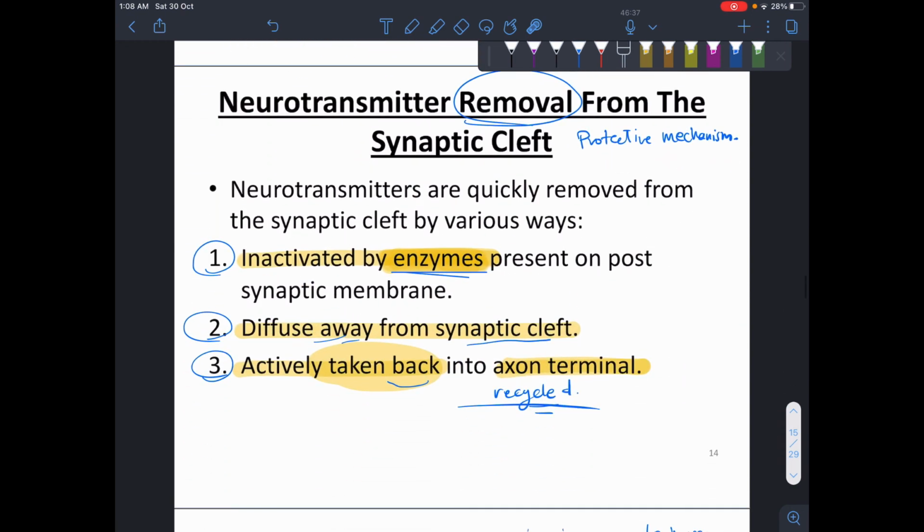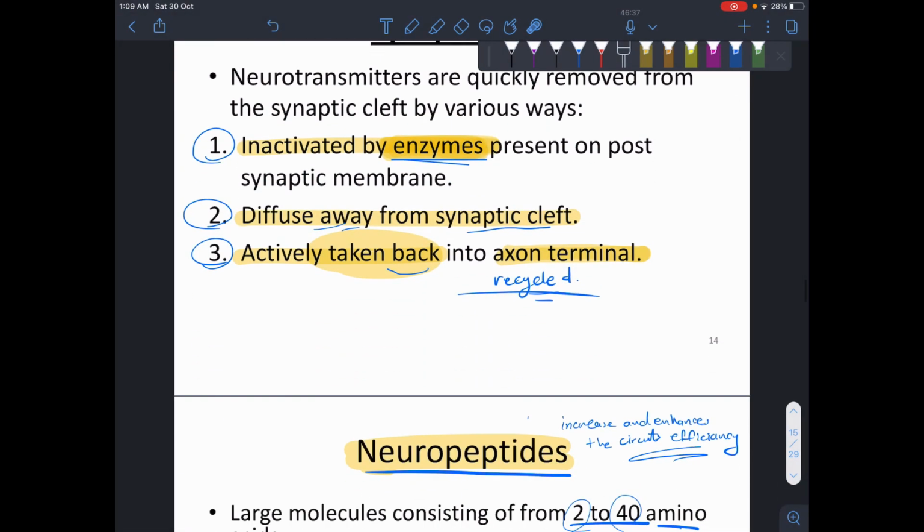Neurotransmitter removal from the synaptic cleft. As we said, the removal from the synaptic cleft can happen or should happen by enzymes present in the ECF. It's just waiting there for the acetylcholine to come, and then the acetylcholinesterase is going to start working. They diffuse away from the synaptic cleft, further and further, and are taken back into the axon terminal actively. So recycled using ATP.